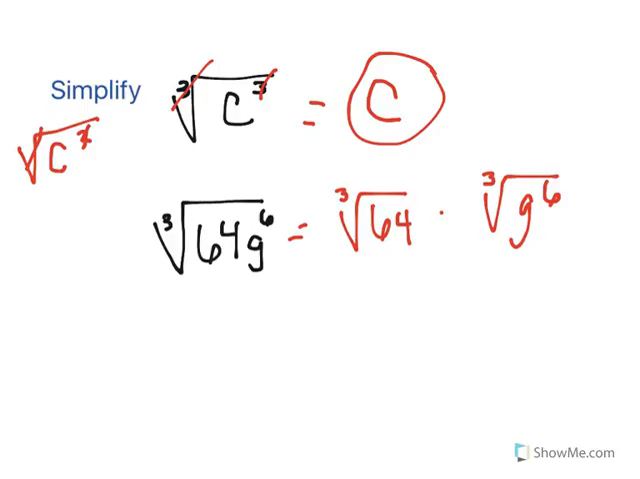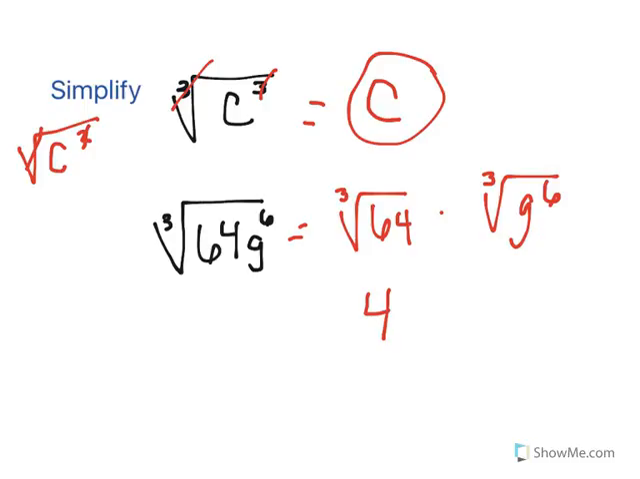Well, think about this a little bit. I know 4 to the third power equals 64, because 4 times 4 times 4 is going to equal 64. Hopefully, the more practice you get with roots, you can start memorizing these. You can also use your calculator if you need help. So we can put 4 here, because 4 to the third power equals 64.